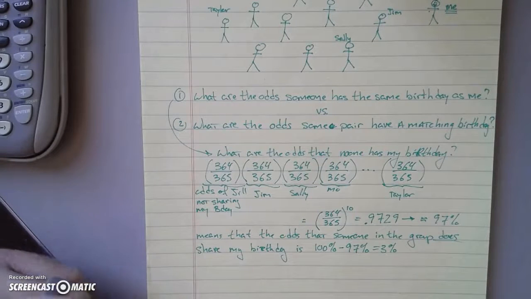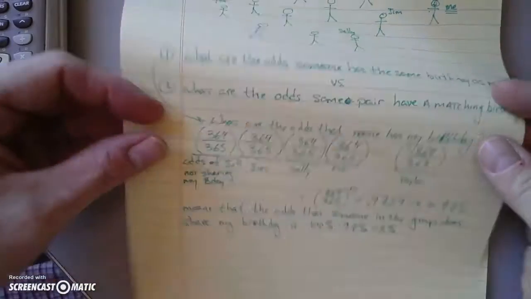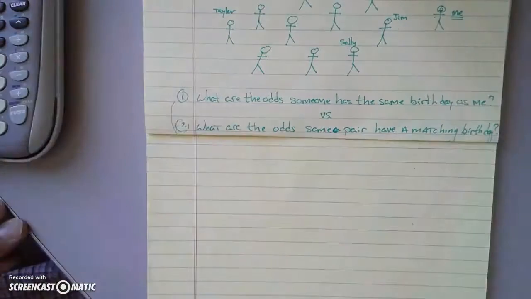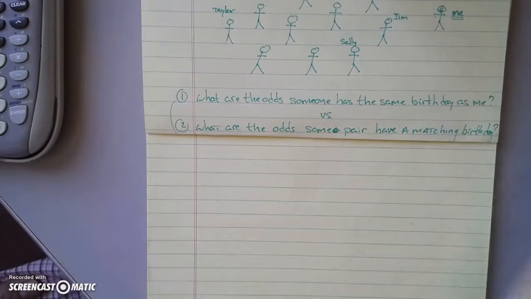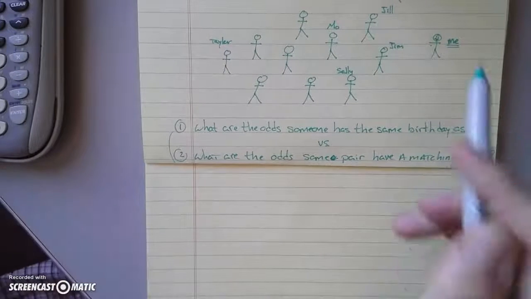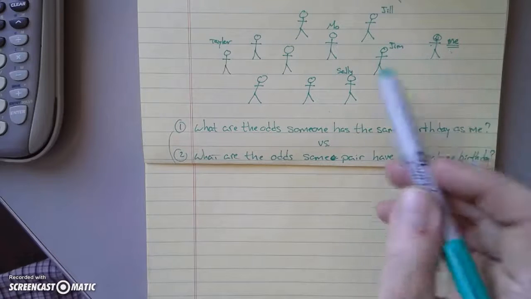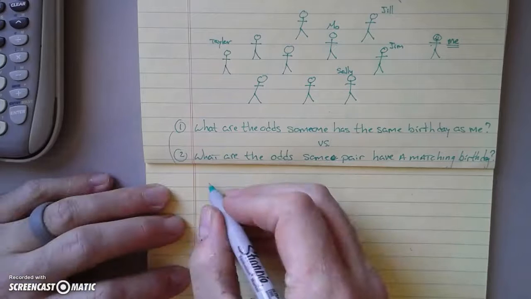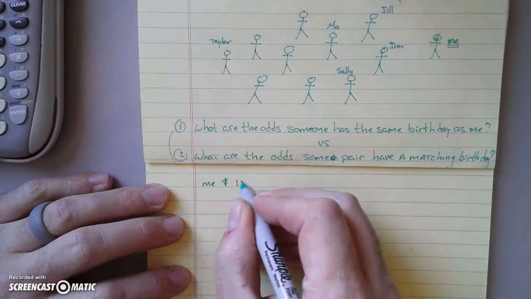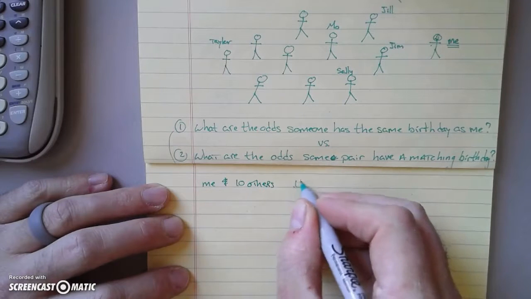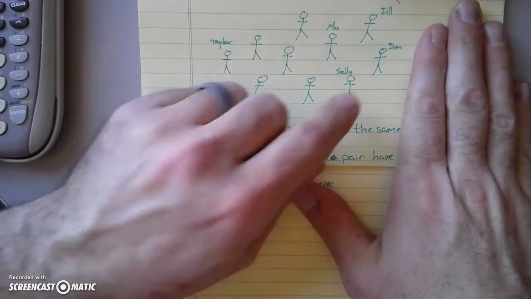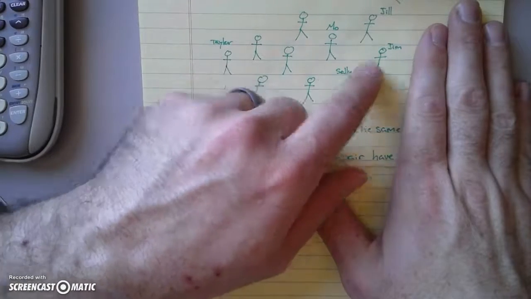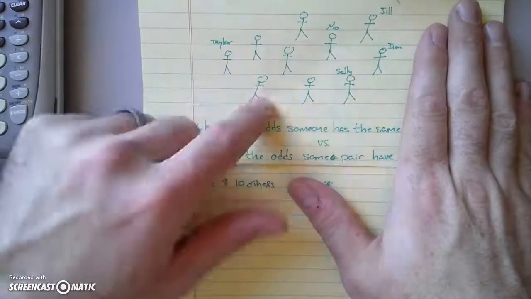So let's look at a similar question that's not the same. We'll look at the second question. Now we're looking for a pair. How many different pairs can we make? Lots of them. We can make 10 pairs with me: me and Jill, me and Jim, me and Sally, me and Mo, etc. So there's me and 10 others. That's 10 pairs. After I've made those pairs, I'm no longer in the running.